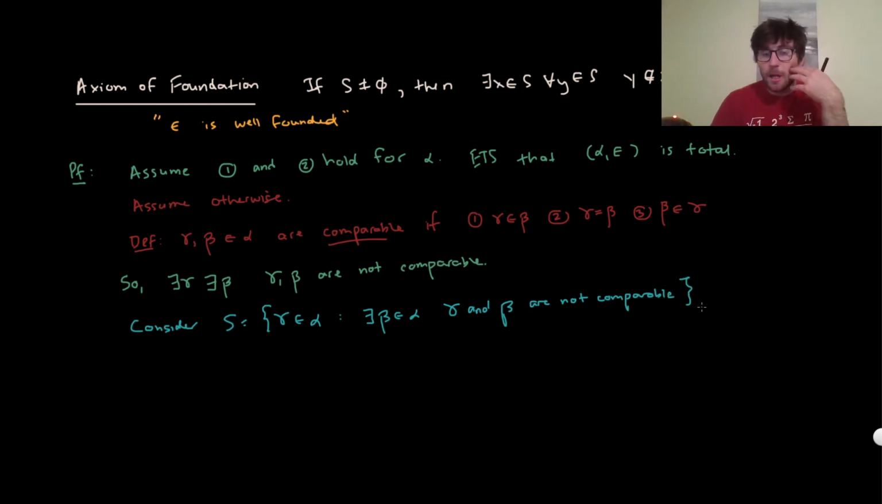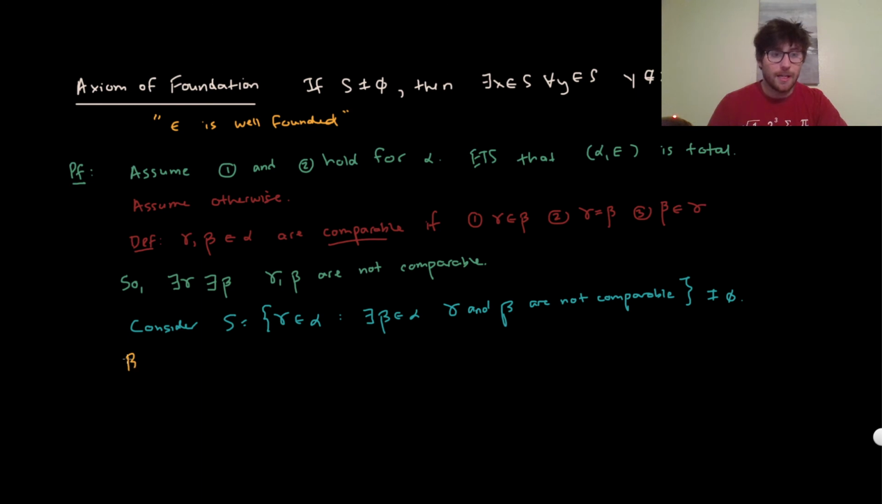Okay, so what is this set doing? If this set is empty, then alpha would actually be total, because if this set is empty, that means for every single element of alpha, if you take any other element of alpha, including itself, they're comparable with each other. But that's exactly what it means to be total. So this set is non-empty. Further, we're collecting all of the elements of alpha that help witness that alpha is not total. And this is going to help lead to a contradiction. The reason why is that now we can appeal to foundation.